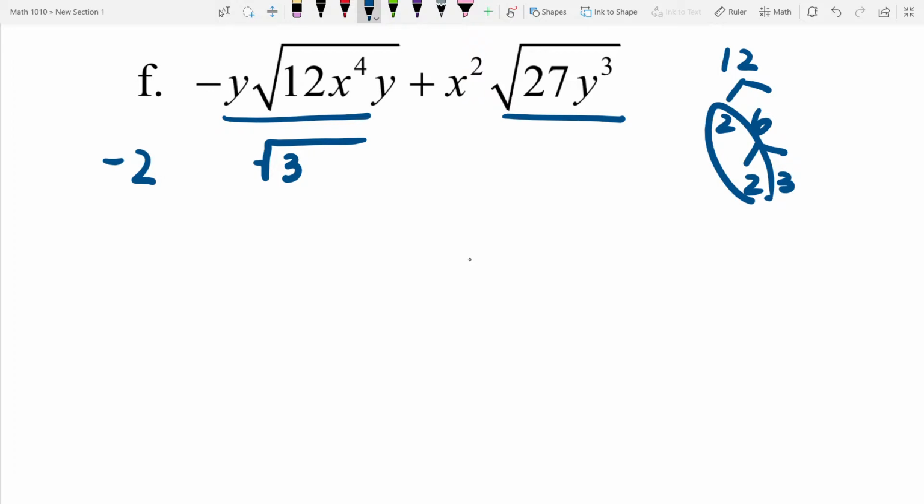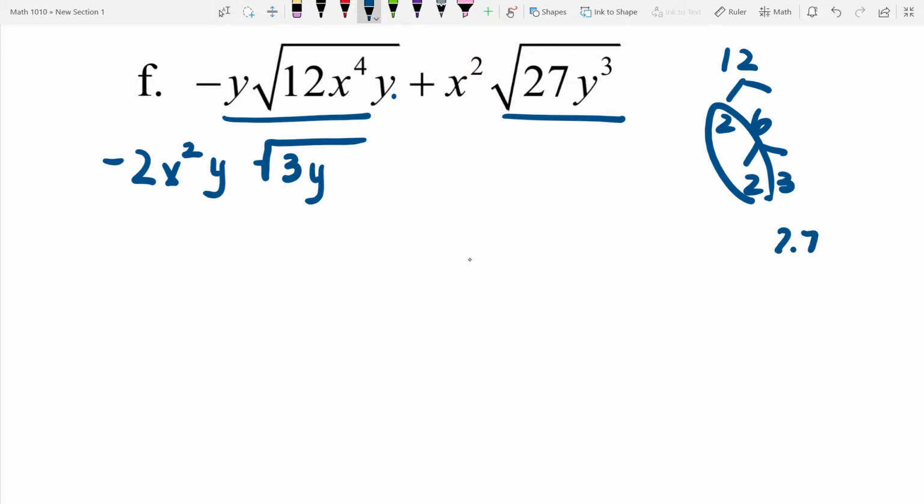Then see these 4 x's, guys? They're going to come out as 2. So I'm going to have an x to the second out there. And then see this y on the inside? I don't have enough y's for them to come out. So they're just going to stay the same. I'll have a y on the outside and a y on the inside. Okay, let's do the next one.